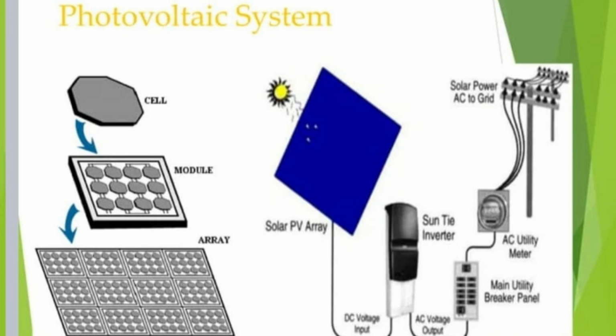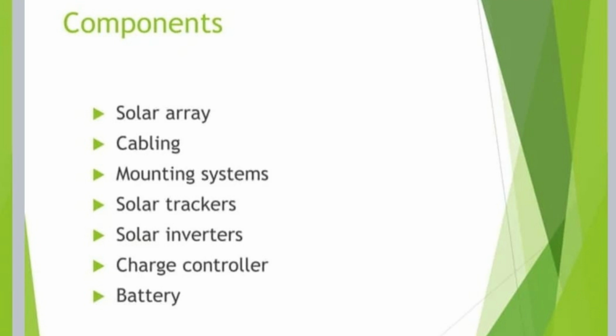Diagram of the photovoltaic system. The components, as we discussed earlier, are the solar array, cabling, mounting system, solar trackers, solar inverters, charge controller, and battery.